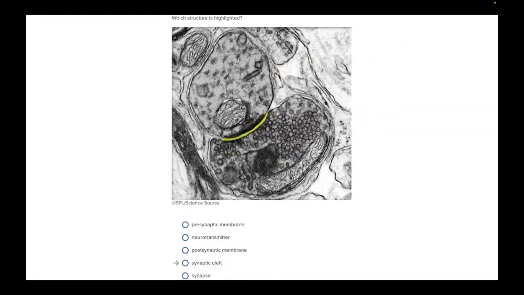All right, now we're looking at this, which is the highlighted structure. Well, that's the synaptic cleft.